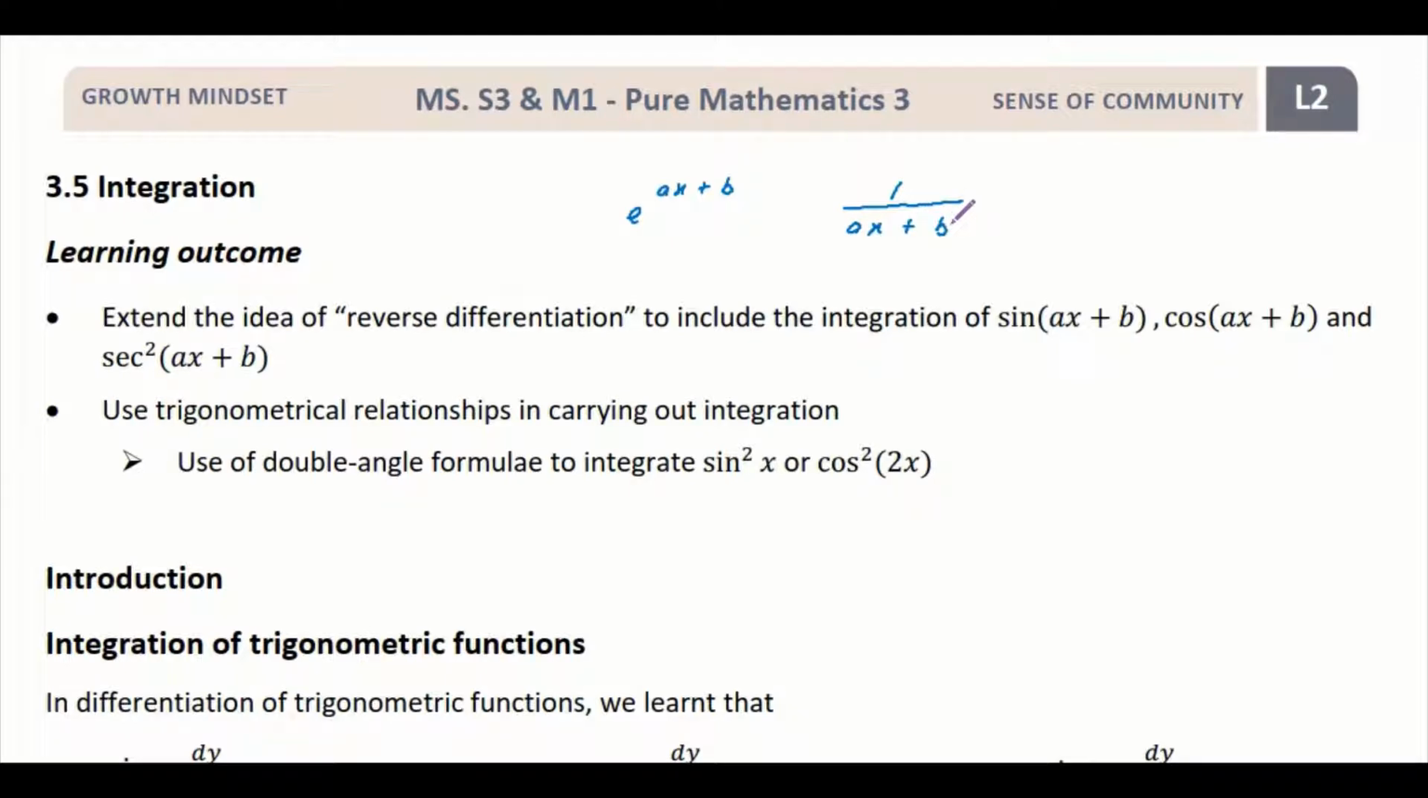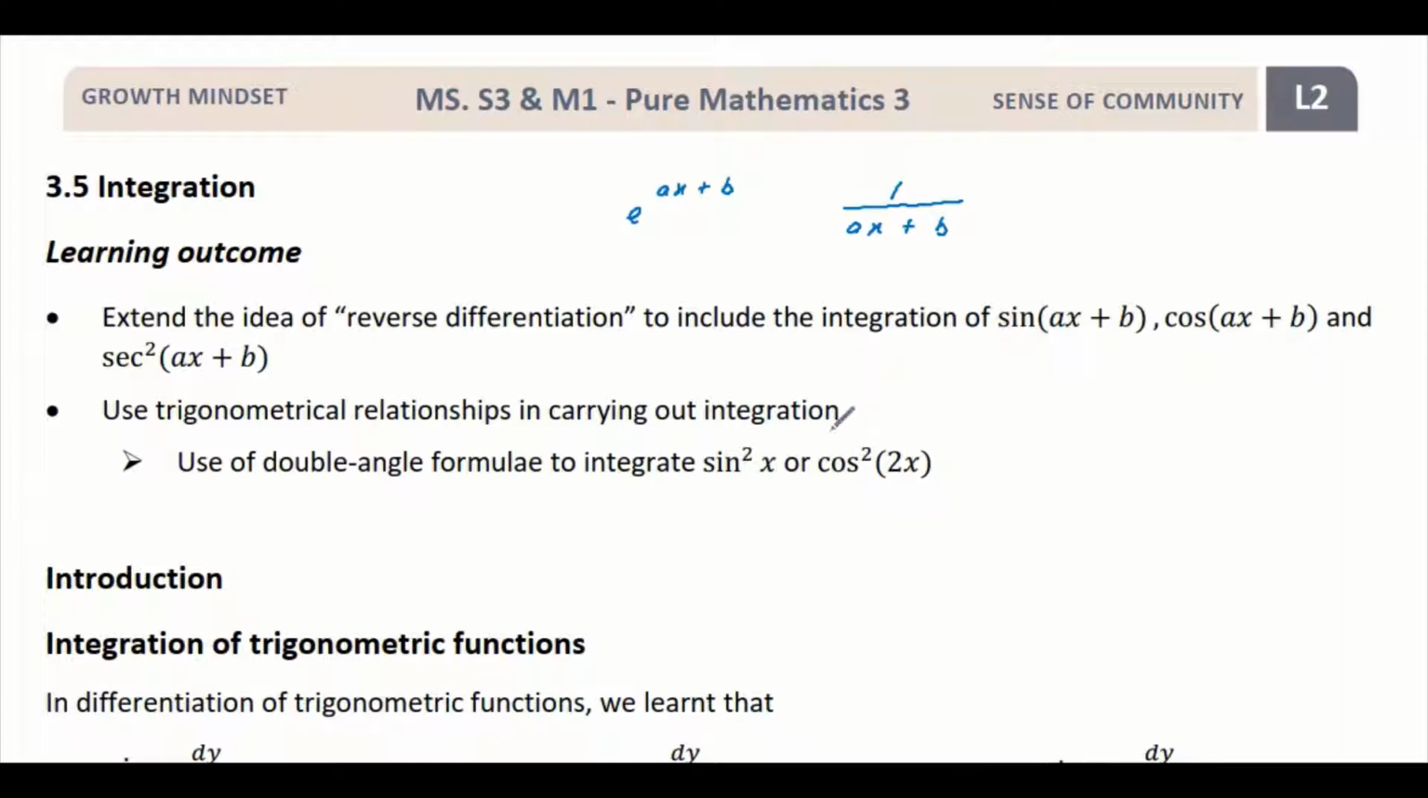Okay, so in today's session, we are going to look at the third type of standard function, which is the trigonometry function. We are still going to look at the idea of integration as the reverse process of differentiation. Then after that, we are going to come up with the integral for the trigonometry functions.